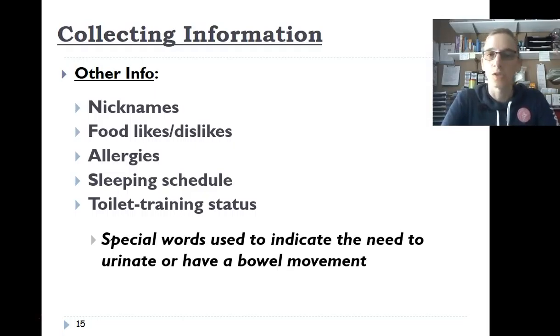We tend to assume everybody goes to bed at a certain time, but for children especially, you want to try to keep them on the same schedule in the hospital as they are on at home, if at all possible, as well as toilet training status. So are they potty training? Are they in the process of potty training? You really need to try to follow through on that as well while they're in the hospital so that it's not a setback.